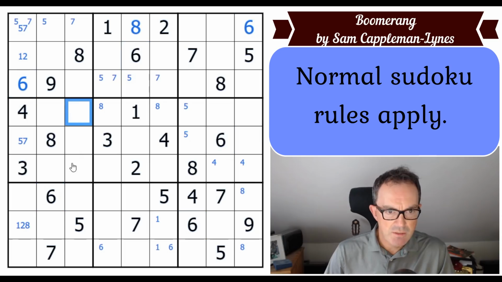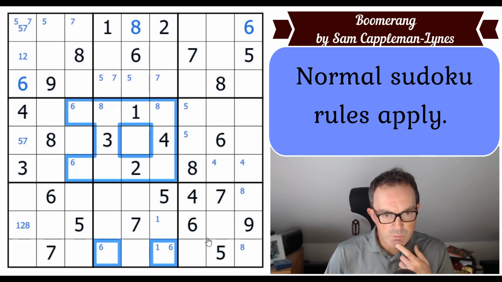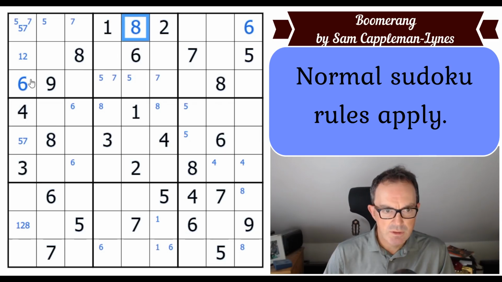The 6 in this box is now locked into one of 2 places. Okay, so we have box 4, box 8, and box 5 to fill with 6s still. And I don't think at this point we're going to be able to do that. Now, are these 6s doing anything for us?